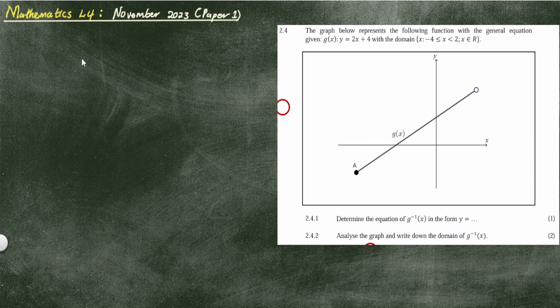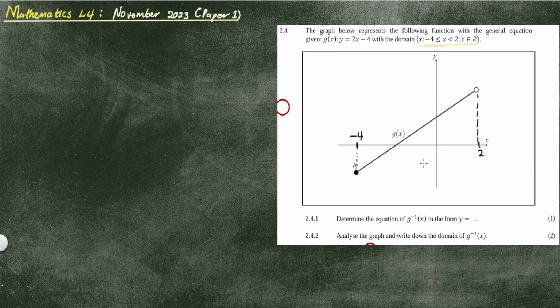Okay, so the graph below represents the following function with the general equation g of x, or y, equal to 2x plus 4, with the domain quoted in set builder notation. Do you see that? It's quoted as set builder notation. So this is the domain. It starts where? At minus 4 and then ends where? At 2. So right here we actually have a 2.